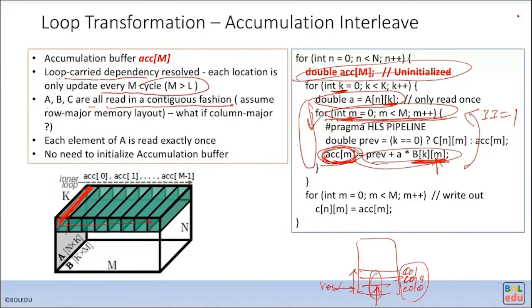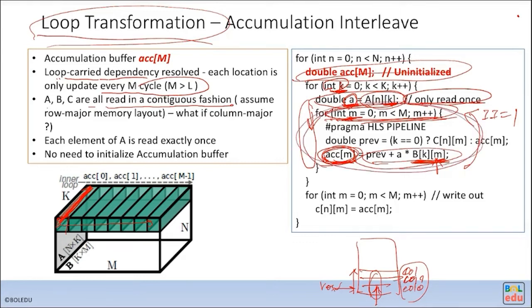So when you do the loop transformation, you actually exchange the loops k and m. Normally k is the inner loop; right now you change m to be the inner loop. That's the loop transformation technique. Also each A matrix element is only read once, you just read it once for the m iterations. So that's the issue I talked about.